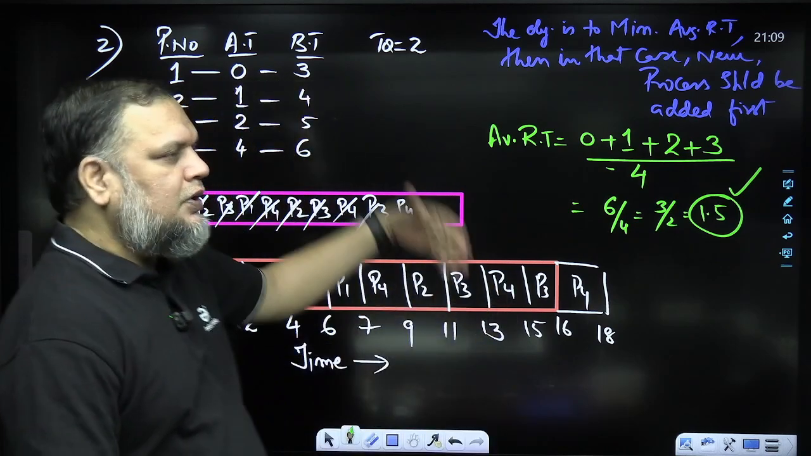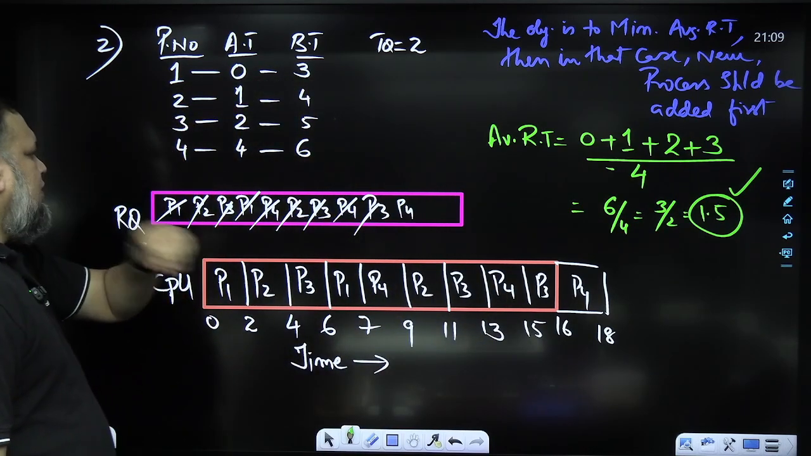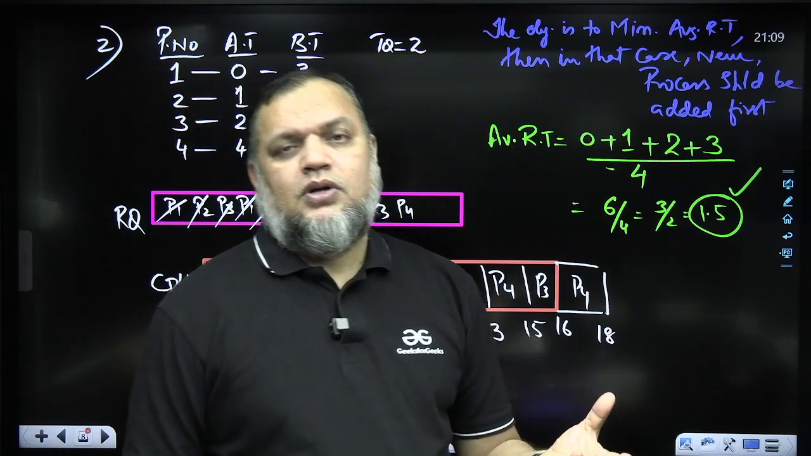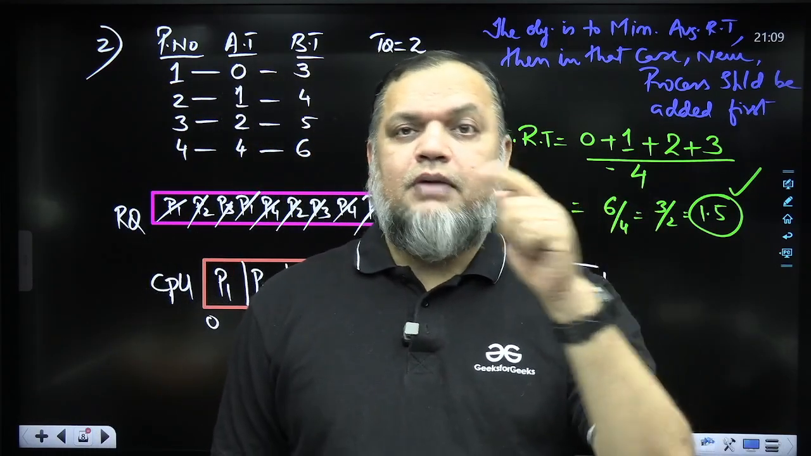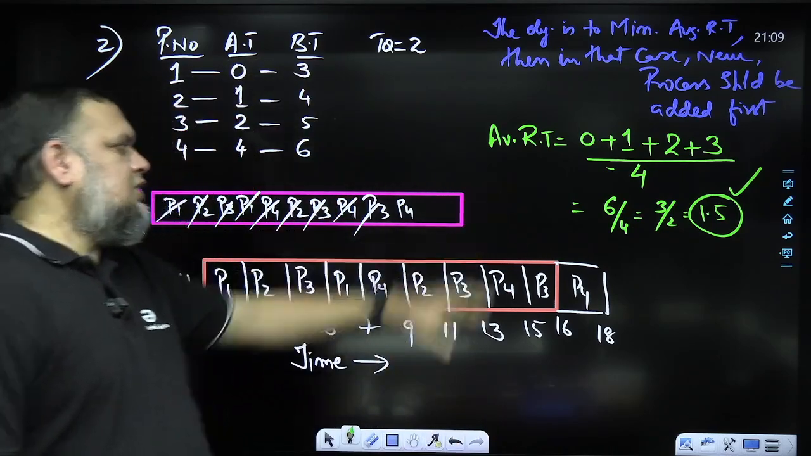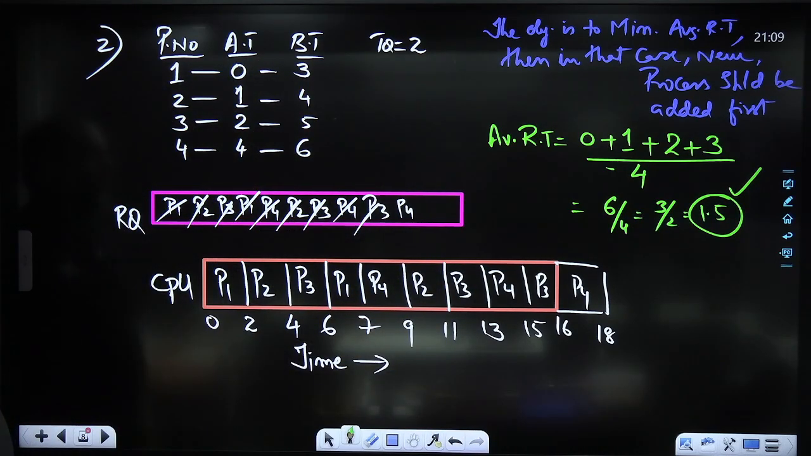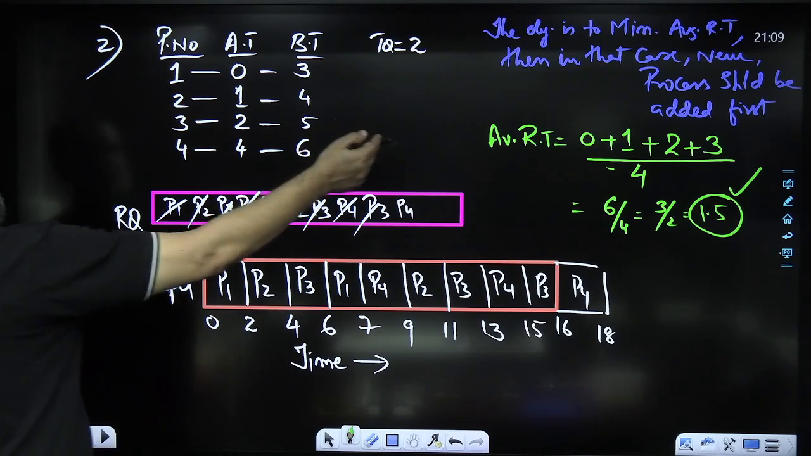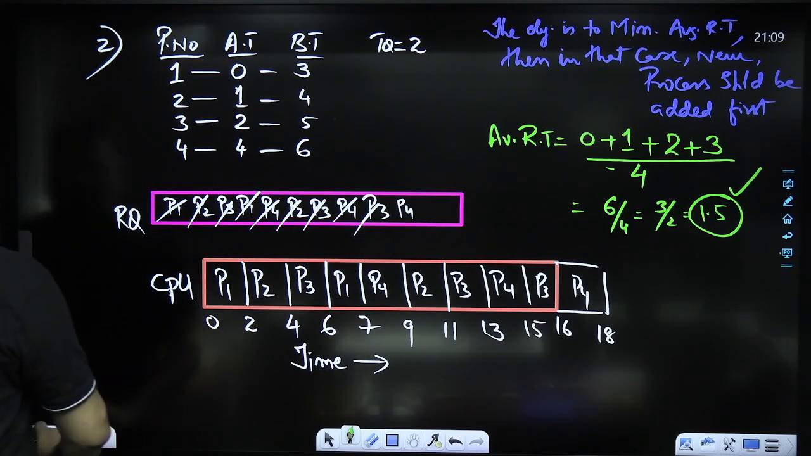So this approach will reduce the average response time, and you can also verify that average response time will be different from average waiting time. Both are different for preemptive schedulers; for non-preemptive schedulers it will be the same. For preemptive schedulers, response time and waiting time will be different.